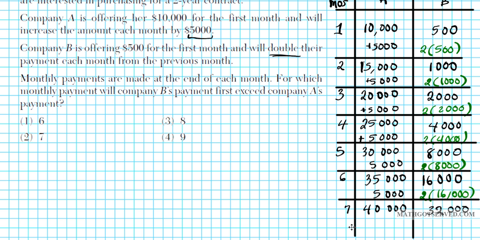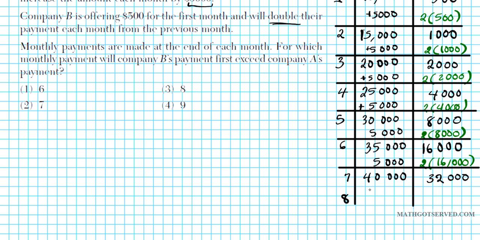And then month 8. For month 8, what do we do? Add 5,000. For company A, this additive relationship is linear growth. So it's 45,000. And then check out what happens with company B. You double the previous month. And look at that, 64,000. Company B has exceeded company A.